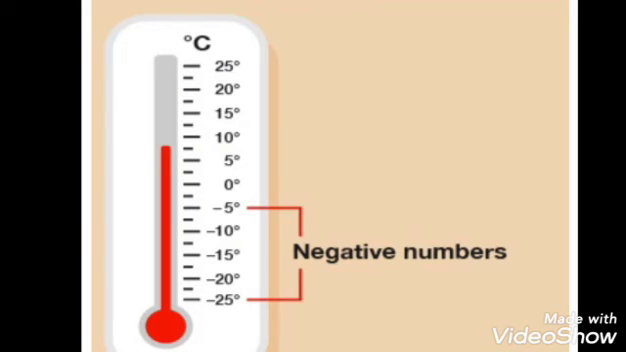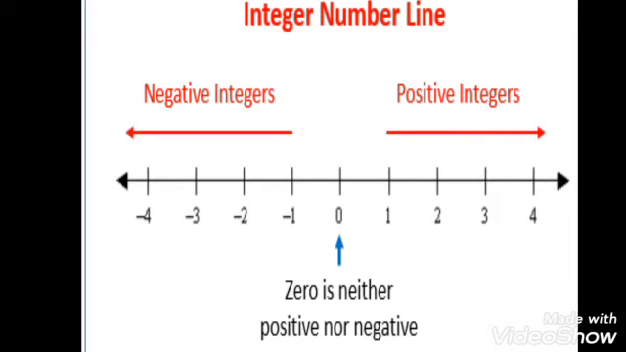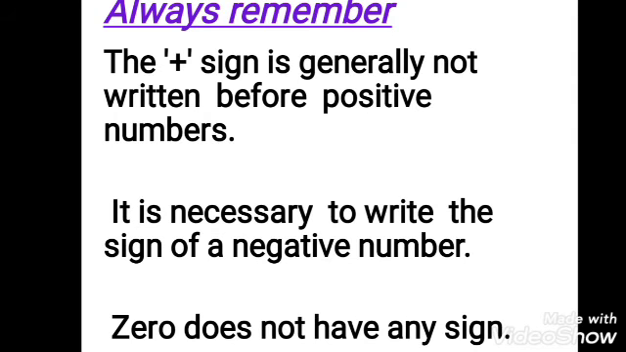On a thermometer, we always see positive numbers above 0 and negative numbers below 0. Like this thermometer, on the number line, positive numbers are on the right side of the 0 and they can be written as 1, 2, 3 or +1, +2, +3. And negative numbers are on the left side of the 0. They are written as -1, -2, -3, etc. So remember, the plus sign is generally not written before positive numbers.